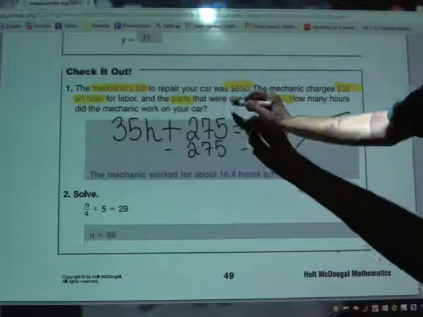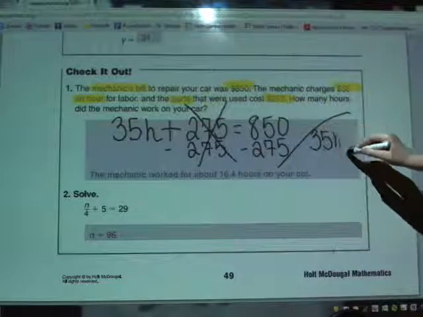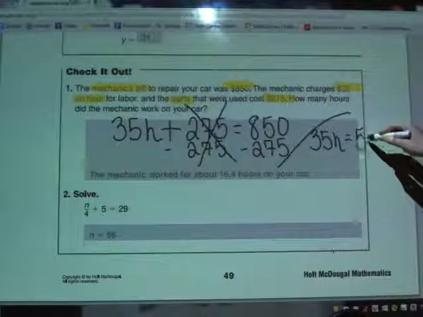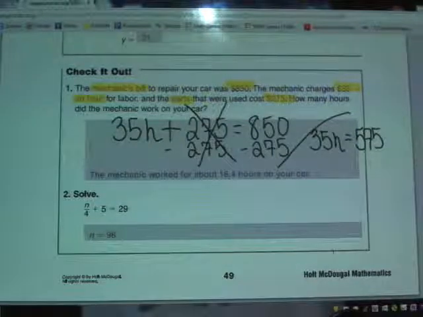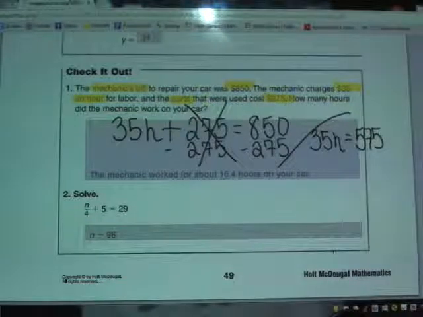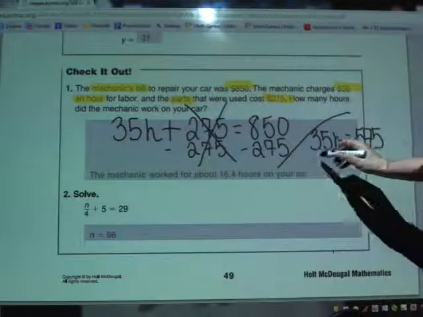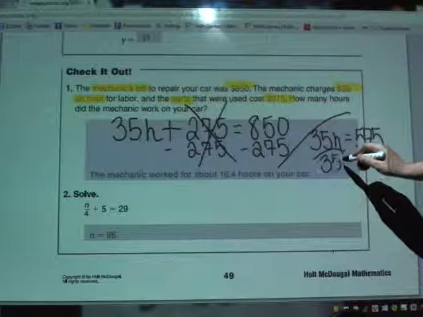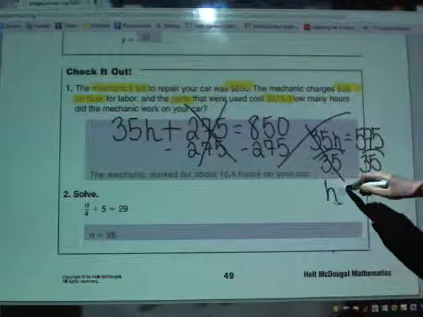And when I do that, these 275s cancel out, and it's going to leave me 35h equals 575. And all of a sudden, a question that looked rather large, not just written large, but actually long, is now actually a basic one-step equation. We undo a multiplication equation, as you already know, by dividing. So now, because I want to get h by itself, I got to get rid of this 35. That's what I'm going to divide out, 35. The 35s cancel each other out and leave me h.